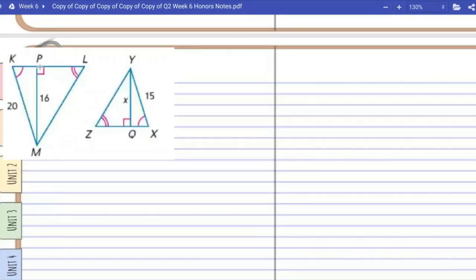Well, you just so happen to be given the altitudes of the two similar triangles. So I can take the two altitudes and divide them. I can do 16 over x or x over 16. Depends on what you want to do. I'm going to do big triangle divided by little triangle. So 16 divided by x. I'm going to set that equal to, what are my corresponding sides? 20 over 15.